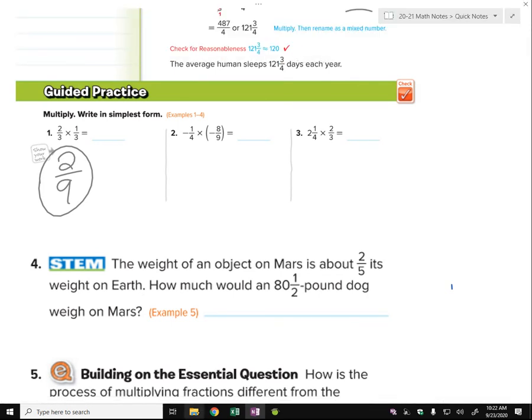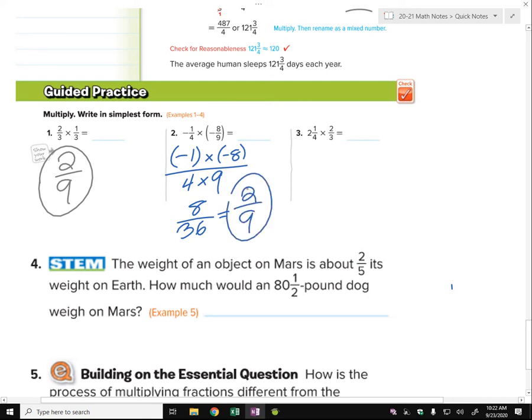Then we have negative 1/4 times negative 8/9. I'm just going to multiply straight across. I am going to rewrite this so we can see it. -1 times -8 over 4 times 9, which becomes a positive 8 over 36, which divided by 4 comes out to be 2/9 simplified. And I don't like how they have the same answer for only this little bit of questions that we have. Two in a row.